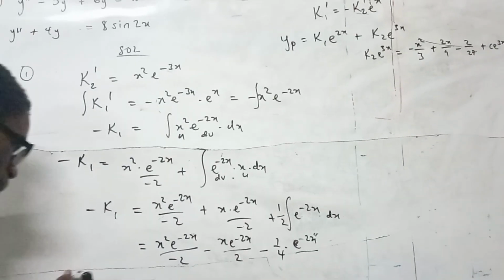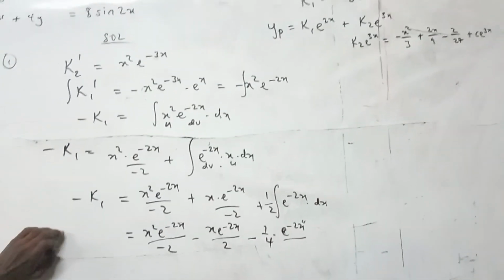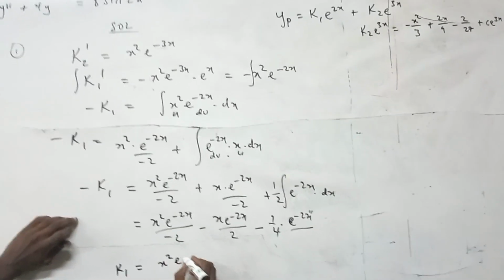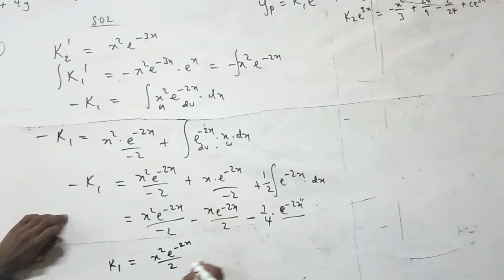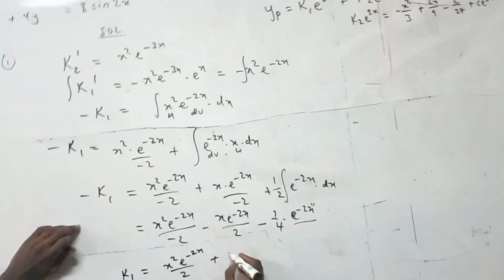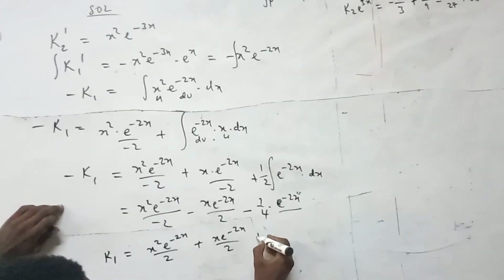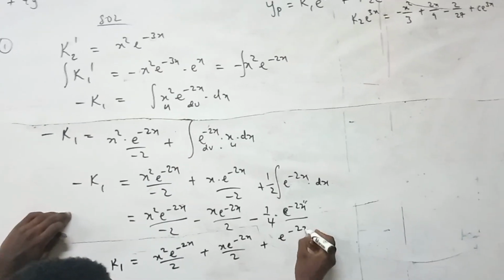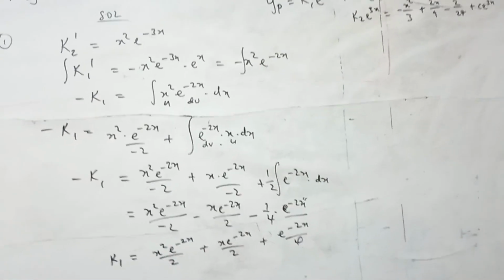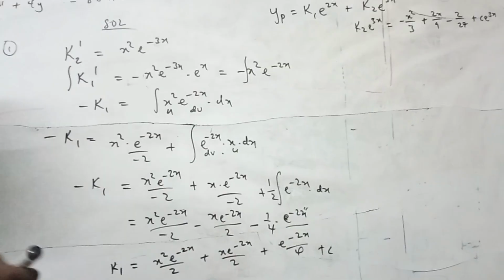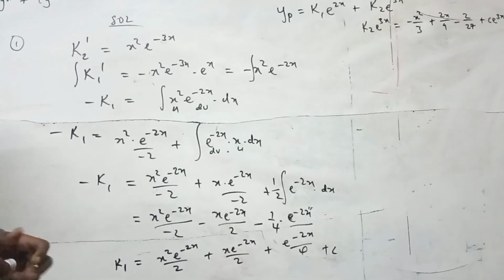So it means my minus k1, I can multiply through by minus now and get k1 equals, this turns to plus x squared e raised to power minus 2x over 2. This turns to plus x e^(-2x) over 2. Then this turns to plus as well, plus e^(-2x) over 4. Plus c. I don't really think we need the constant of integration. We are going to see as time goes on.